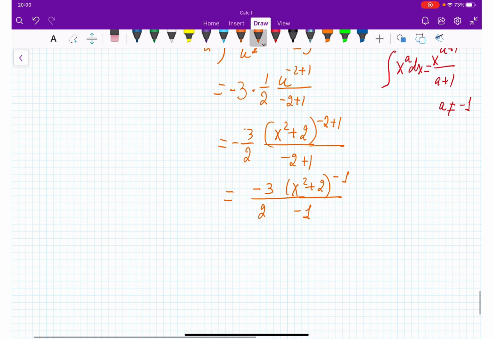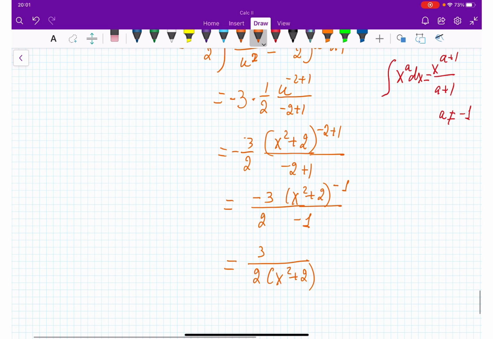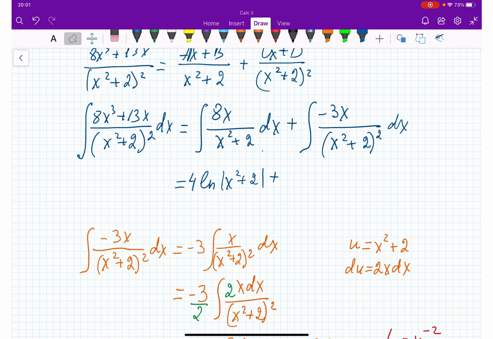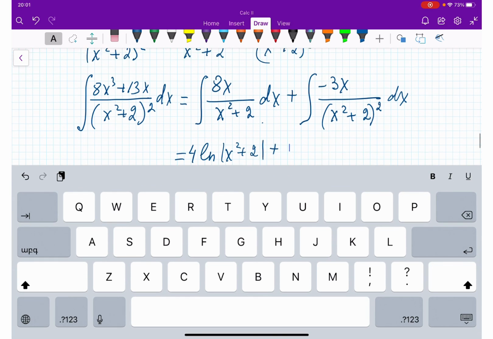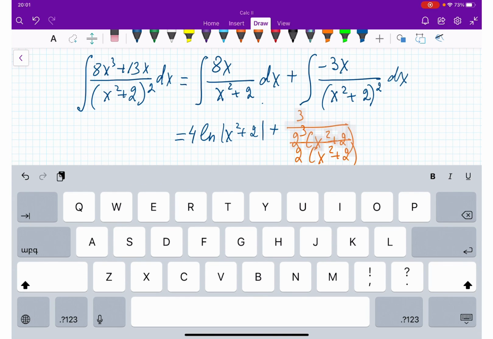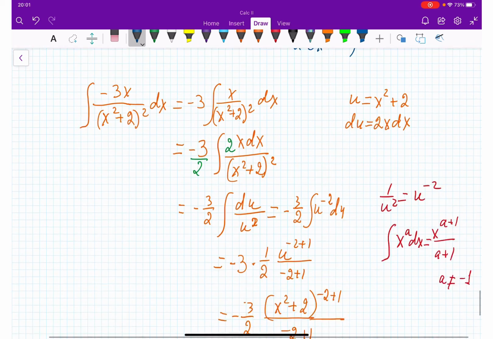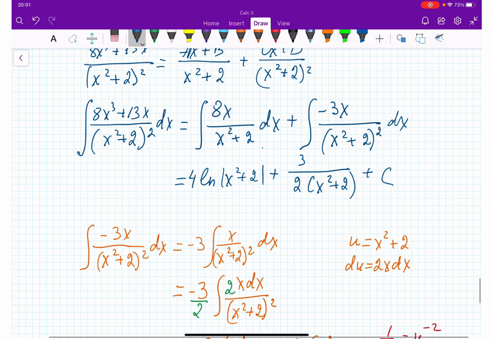So as a result, we are going to get 3 over 2, because negative with negative is going to be gone. And since we have x squared plus 2 to power negative 1, x squared plus 2 will come to denominator. All right, and this is the answer, I'm going to write it down right here, plus C.